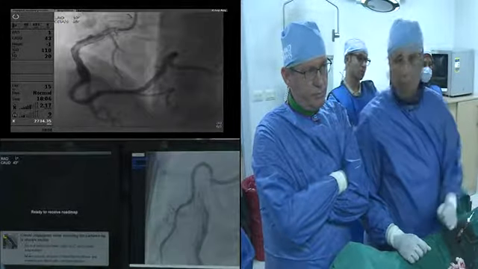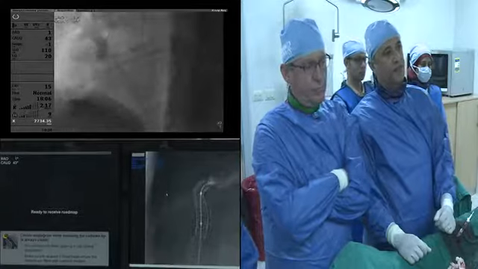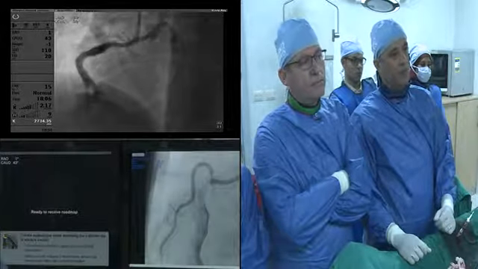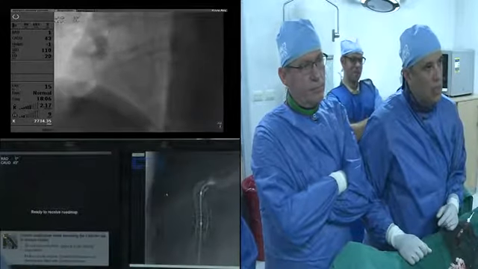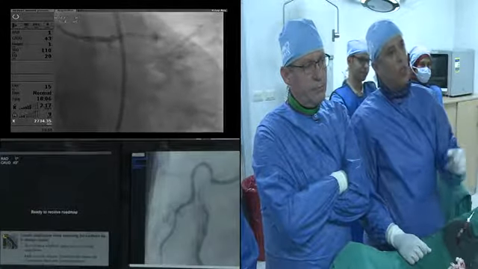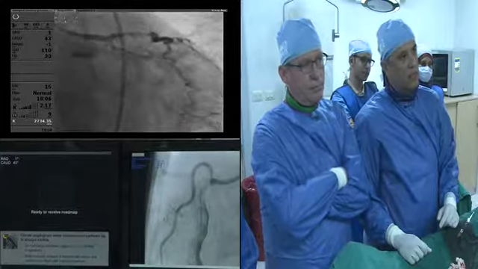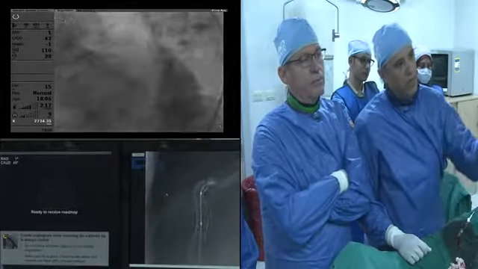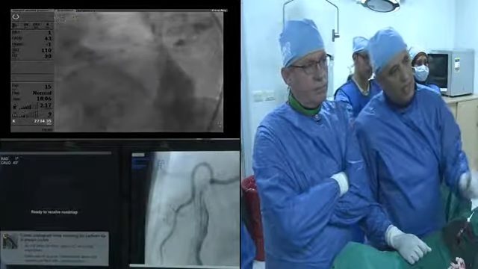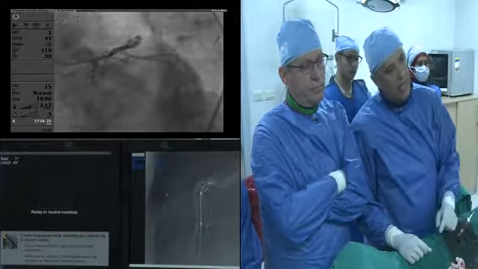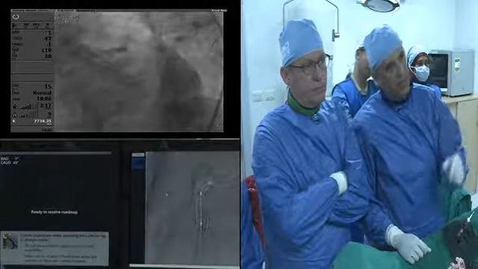If you can see, we put a guide 7 French, XB 3.5. Okay, next. And then we put a wire, next please. We have here, as you can appreciate, a very small stump down to the LAD, between the LAD and the LCX.